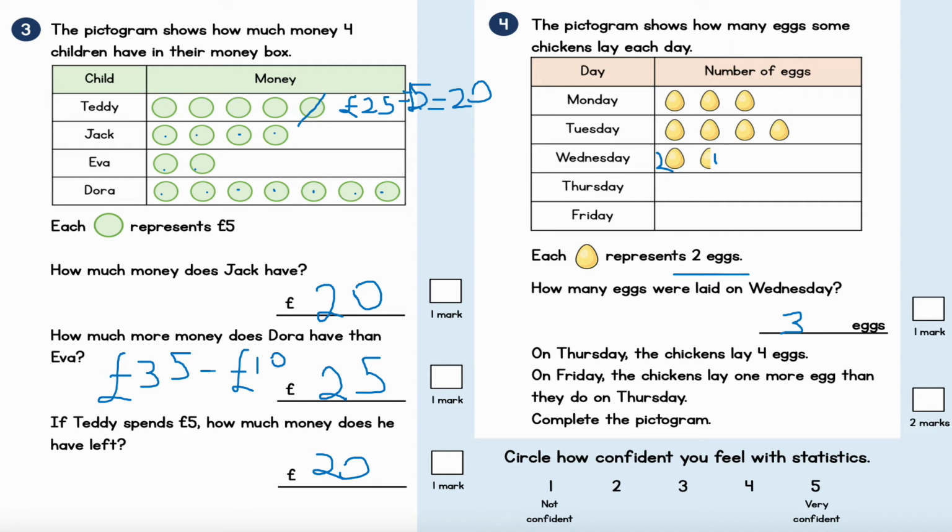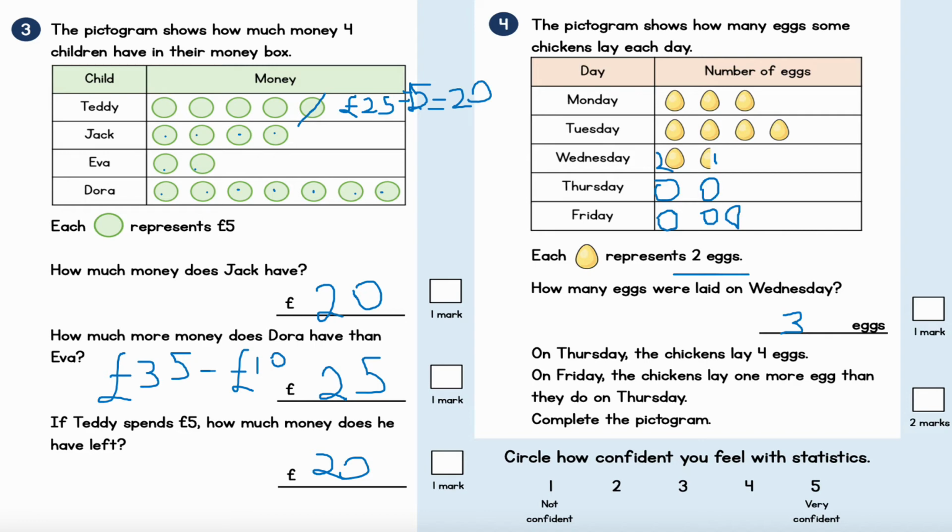Complete the pictogram. Okay, so I'm going to have 1 circle, 2. Oh, sorry. So on Thursday, they lay 4, so that's 2 circles. Friday, they lay 1 more than that, so they're going to lay 5. So it's going to look something like this, with half a circle or half an oval. Again, obviously my diagram is not perfect, but we'll focus on the maths here. Right guys, circle how confident you are with statistics now after watching this part of the video.